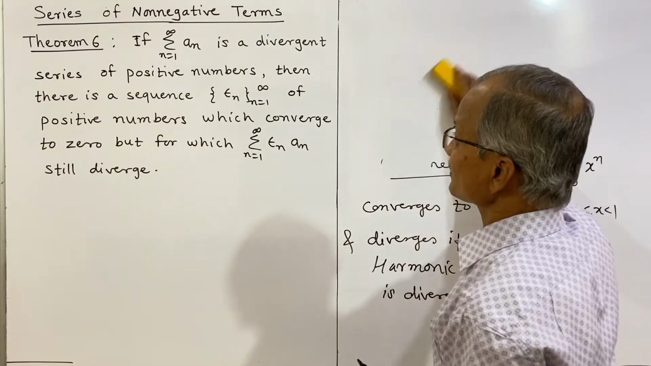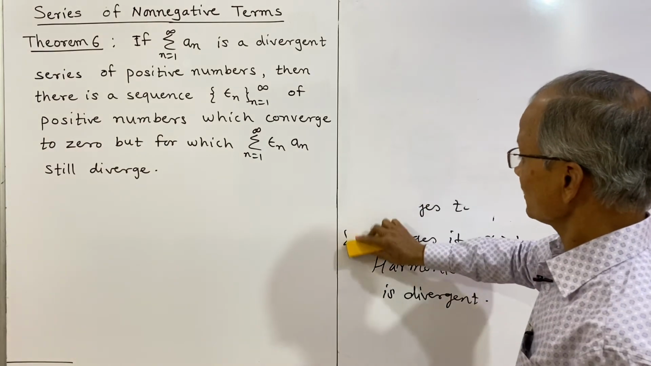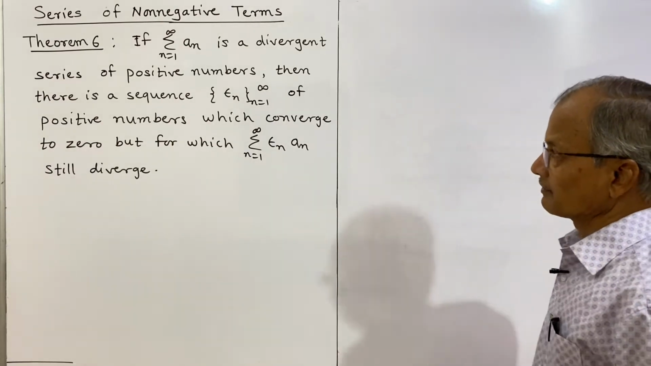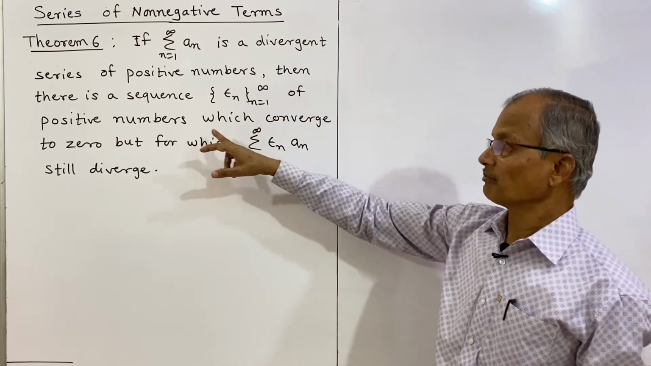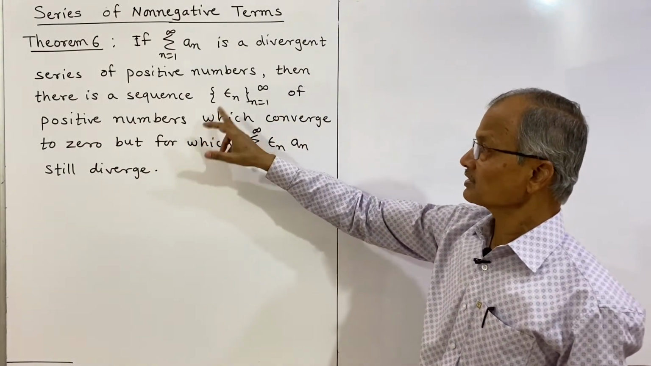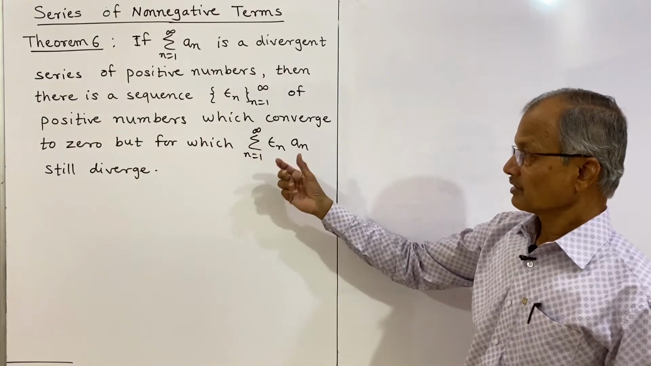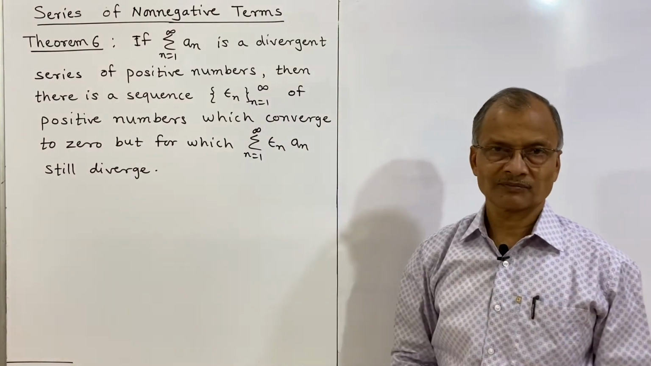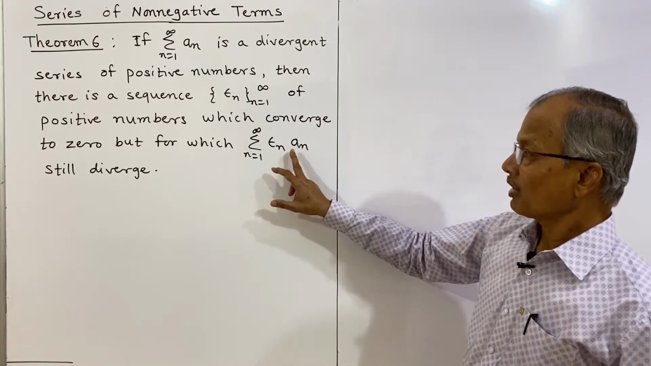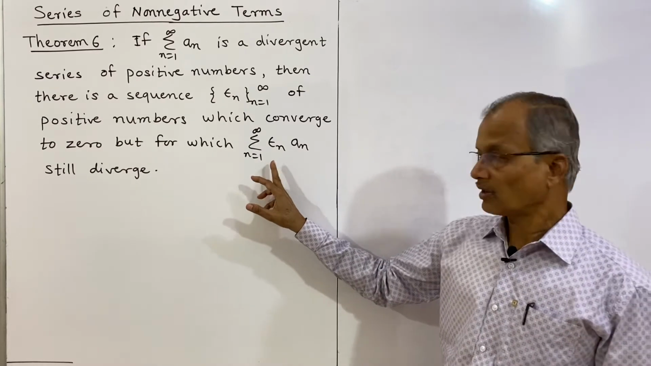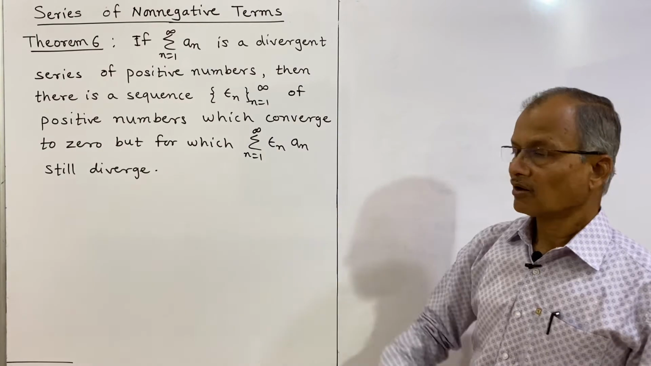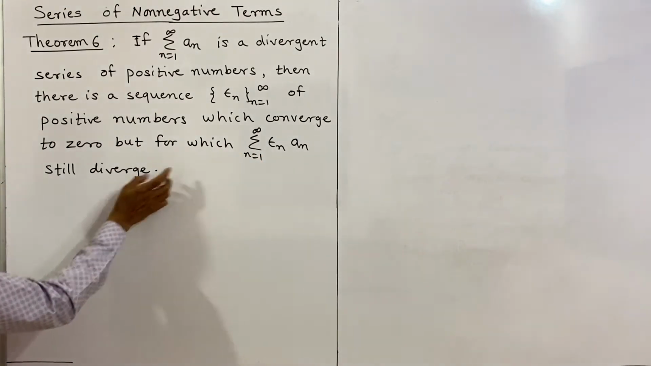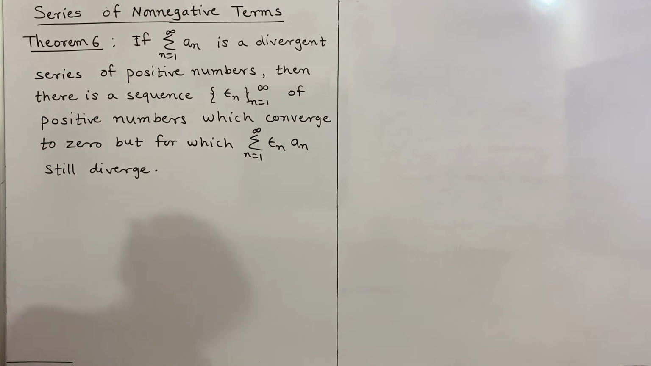So the theorem is: if sigma an is a divergent series of positive numbers, then there is a sequence epsilon n, n takes value 1 to infinity, of positive numbers which converges to 0, for which the series sigma epsilon n an, n takes value 1 to infinity, still diverges. Though epsilon n converges to 0, the series of the product still diverges. So this is the theorem that we shall prove.